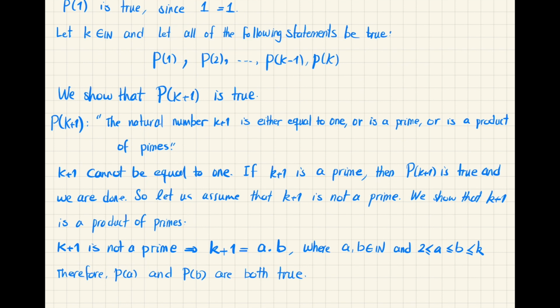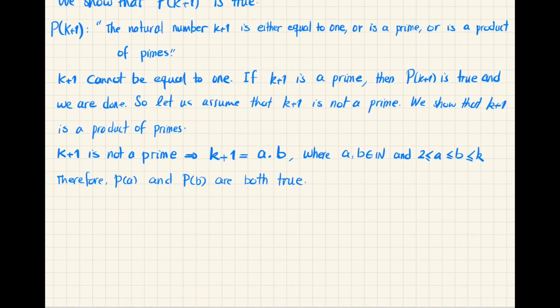I need the truth of two of them. So therefore P of A and P of B are both true. I hope that you understand what's going on here. A and B are numbers between 2 and k, and I have all these statements guaranteed to be true by assumption. So it means that P of A and P of B are both true because they lie exactly in this interval.